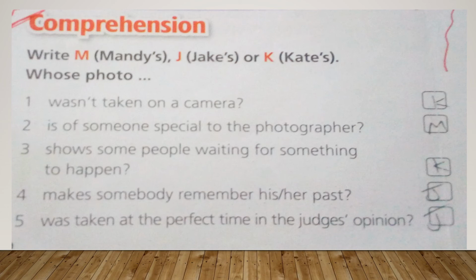4. Whose photo makes somebody remember his or her past? Yes, the answer is J. It's Jake's photo because he said he was reminded of when he was 6 years old. 5. Whose photo was taken at the perfect time in the judge's opinion? The answer is J. It's Jake's photo because this photo was taken at just the right moment.